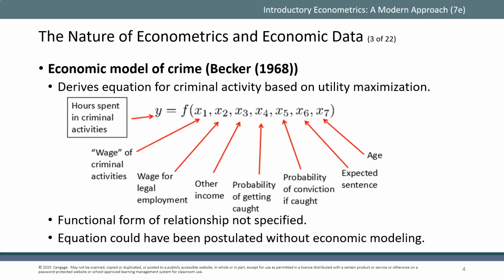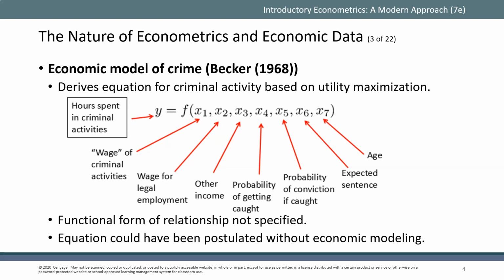The other way is to simply write an equation. That is probably the easier way. You think about what may be affecting criminal activity, and you may arrive at exactly the same equation. So you can do it in two ways. This first model was built by a Nobel laureate, Gary Becker, and it is based on economic rewards and the cost of engaging in criminal activity.